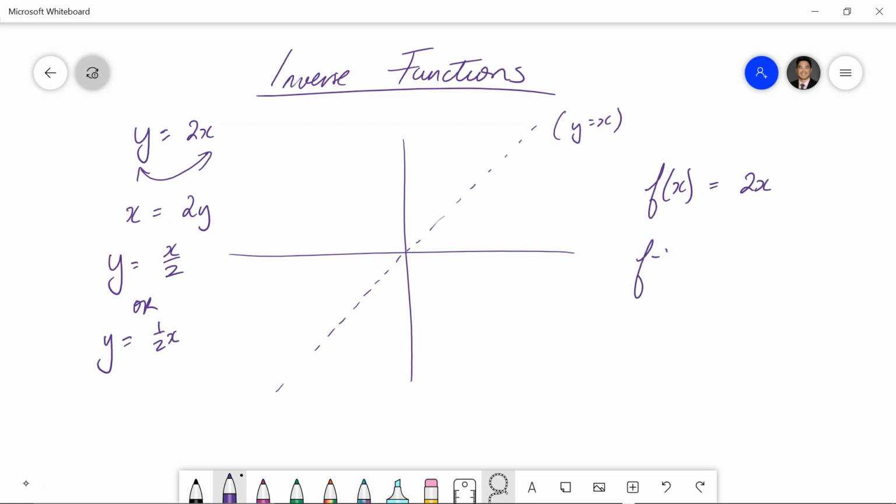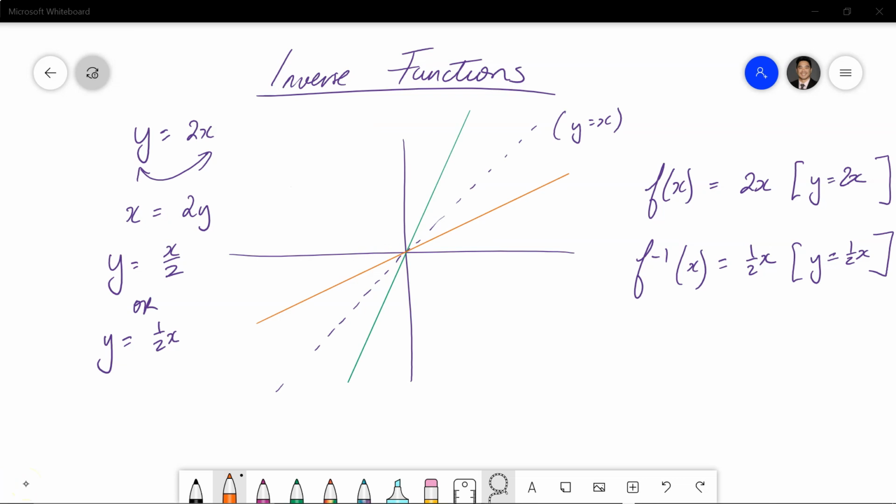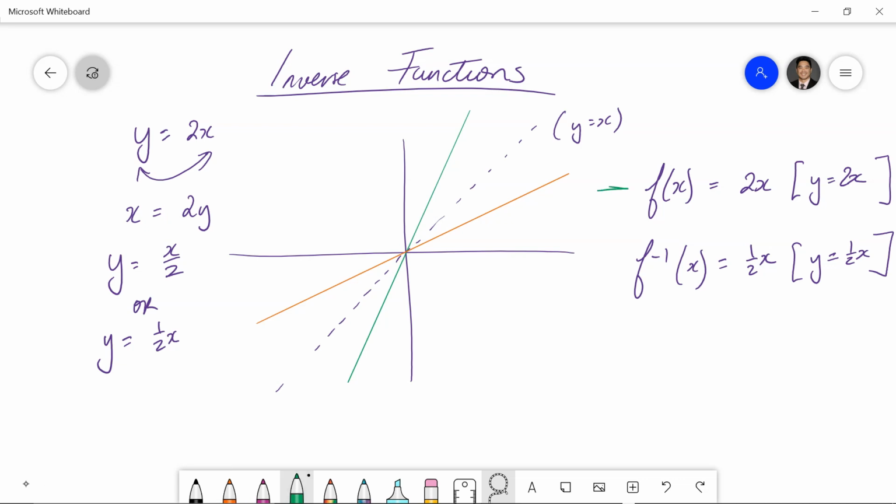Okay, so what we have now is f of x, our original function, which is 2x, and the inverse function, so f minus 1 of x is equal to half of x, okay? And if you were to graph those two lines, we would have something like this. Okay, so f of x of 2x is represented in the green, and the inverse function is represented in the orange. And you could see how the inverse is a reflection of the original function about the 45 degree line, which is represented by y equals x.